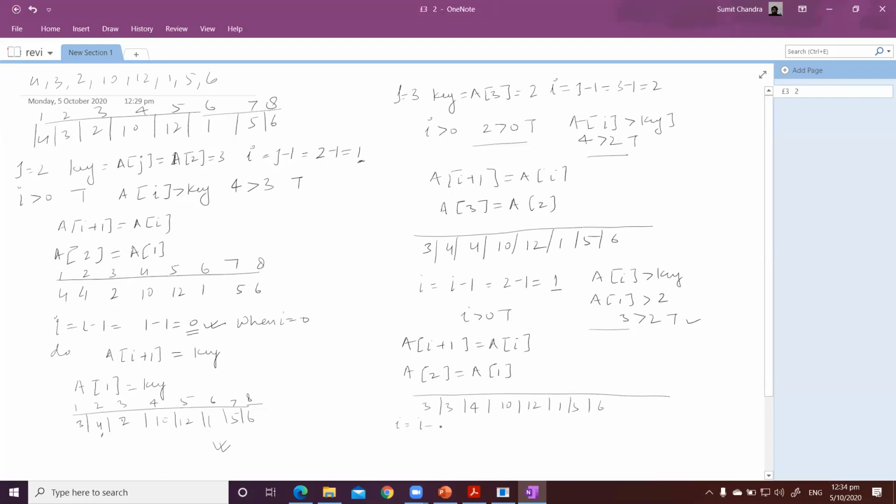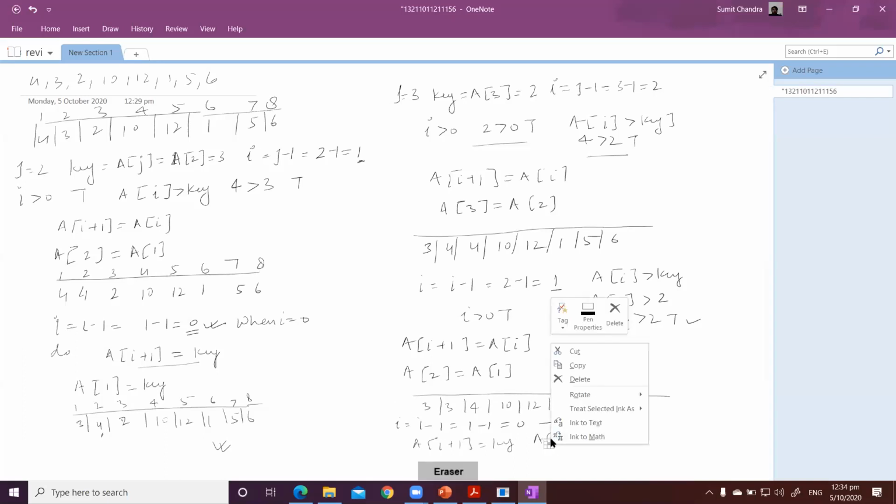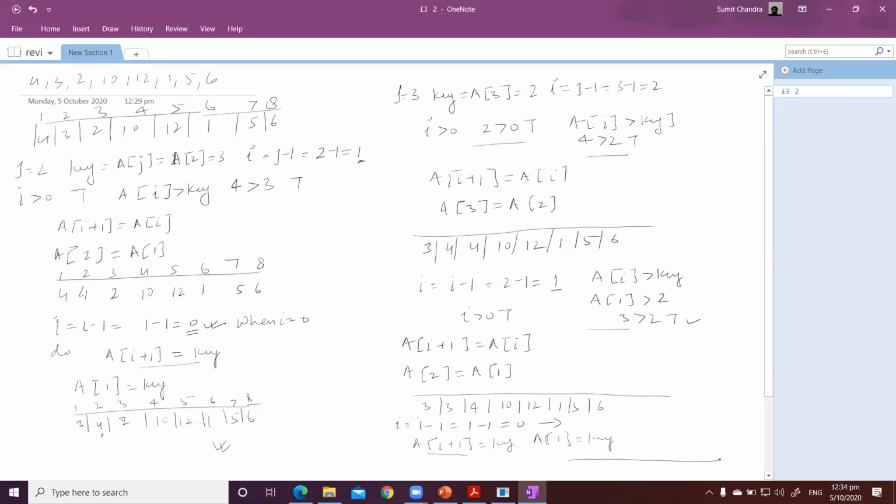Now i is equal to i minus 1, that is 1 minus 1 is equal to 0. So as soon as i becomes 0, what do we do? We do a[i+1] is equal to key. So just write down a[i+1] is equal to key. It means a[1] is equal to key. So a[1], the first value, gets key value 2. So we'll get 2, 3, 4, 10, 12, 1, 5, 6.